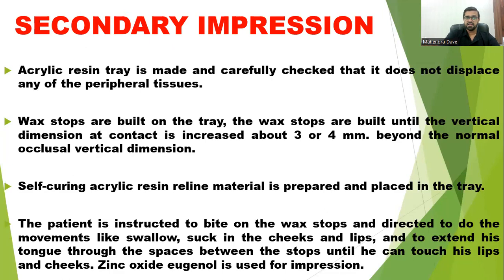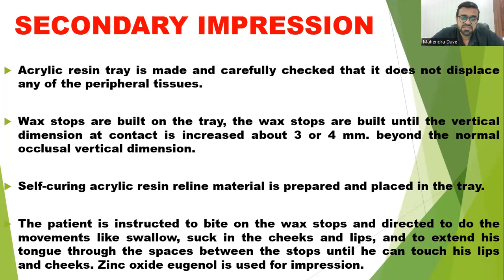Another technique is the secondary impression technique. An acrylic resin tray is made and carefully checked so that it does not displace any peripheral tissue. Wax stops are built on the tray until the vertical dimension at the contact is increased about 3 to 4 millimeters beyond the normal vertical dimension. The self-curing acrylic resin reline material is prepared and placed in the tray.